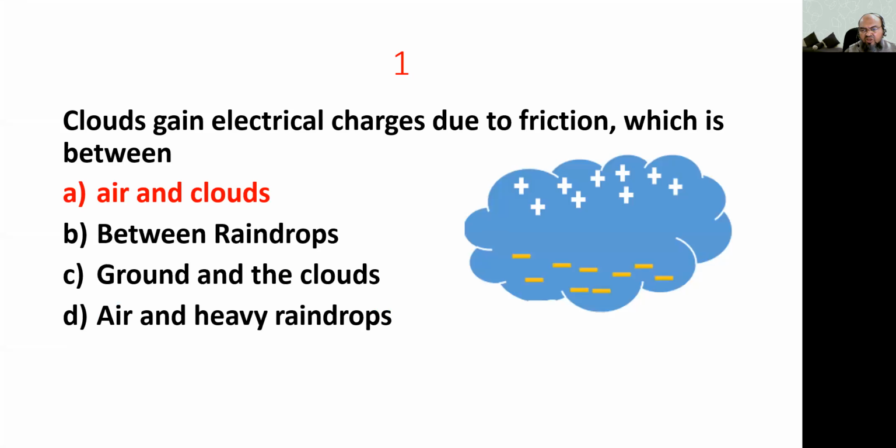So you are ready for the questions on the basis of this study, I hope so. Clouds gain electrical charges due to friction, which is between: four options are given: air and clouds, between raindrops, ground and the clouds, air and heavy raindrops. So obviously the answer is air and clouds.